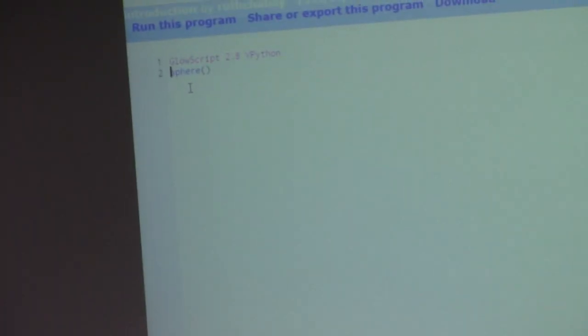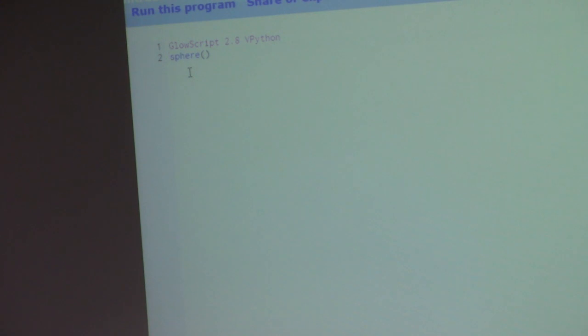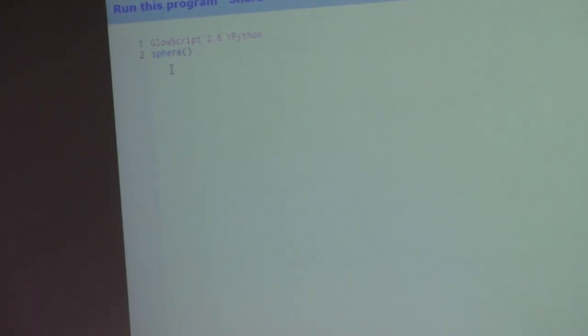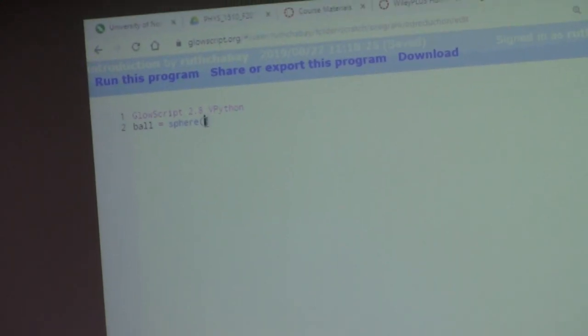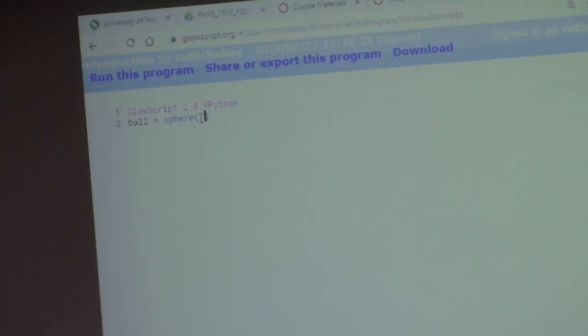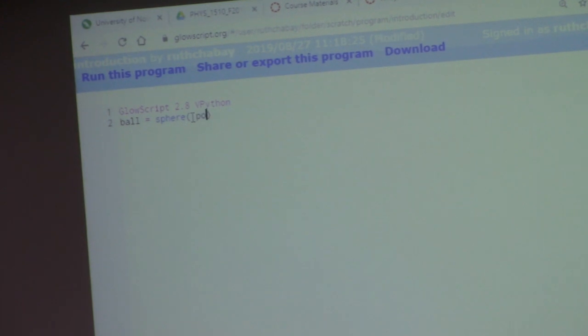Okay, but there's really no physics in a sphere, so what can we do with a sphere? Well, suppose we want to model a system of a ball interacting with the Earth. We'll give it a name. We'll call it ball. It's a sphere. And it's living in a 3-dimensional world, so let's put it somewhere other than the origin.